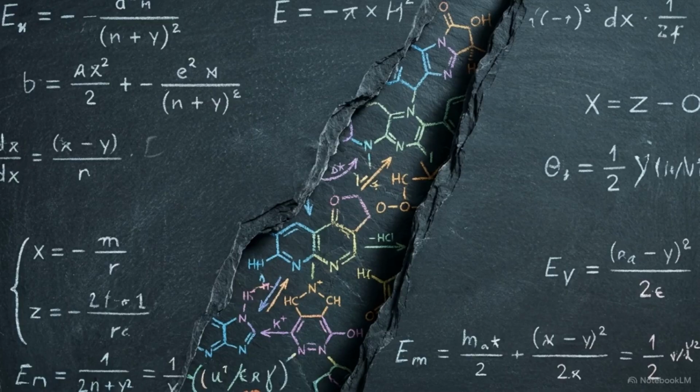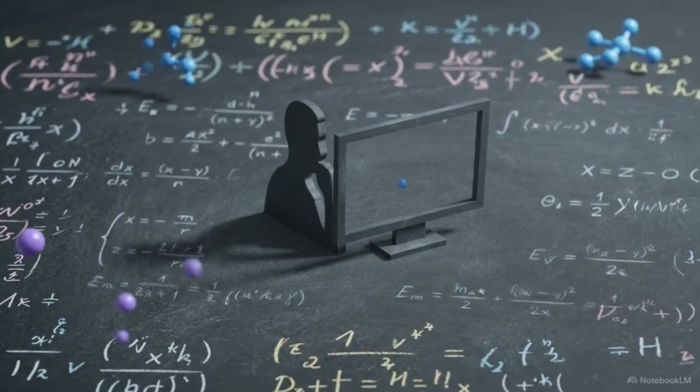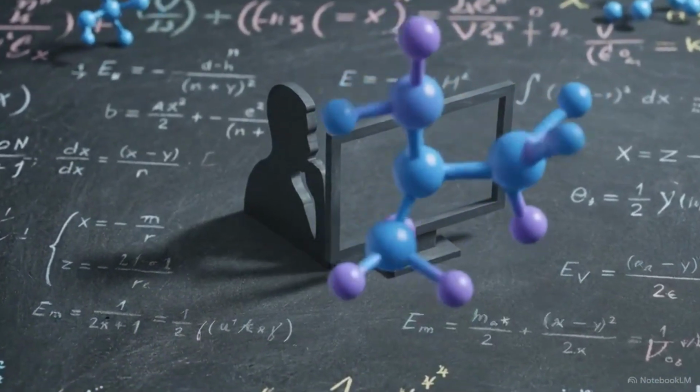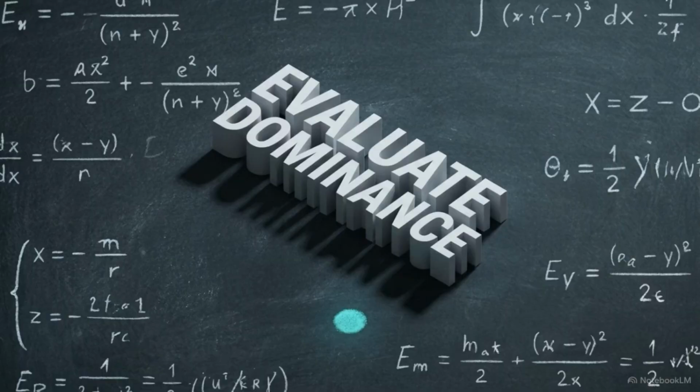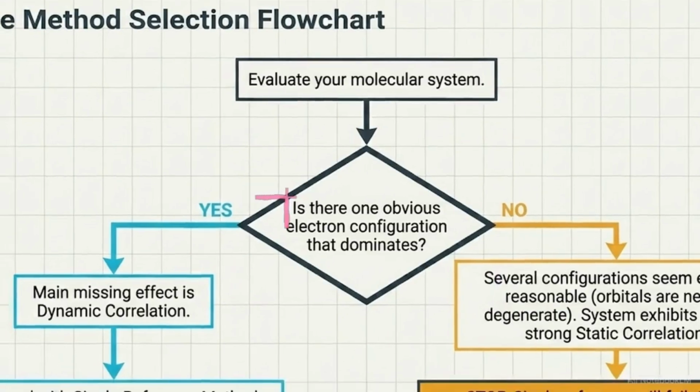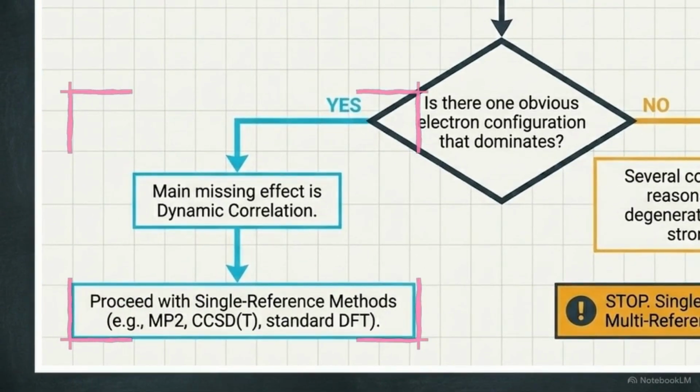The primary challenge for a computational chemist is diagnosing the molecule's state to select the correct mathematical tool before running an expensive calculation. It all hinges on one definitive diagnostic question. Is there one obvious electron configuration that dominates? This flowchart maps the decision process. If one configuration clearly dominates, follow the blue pathway. The main missing effect is dynamic correlation, and standard single reference methods are safe.